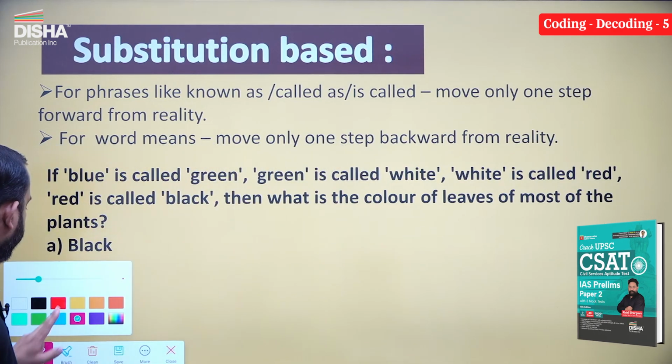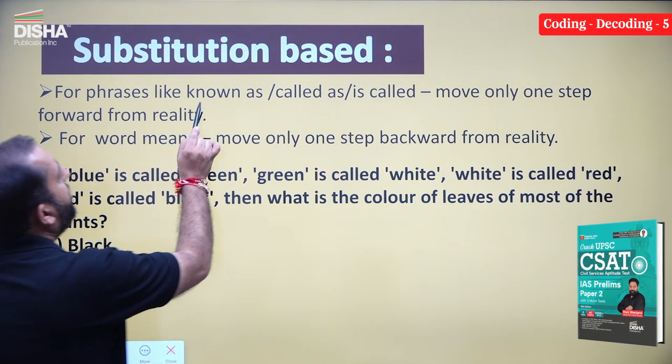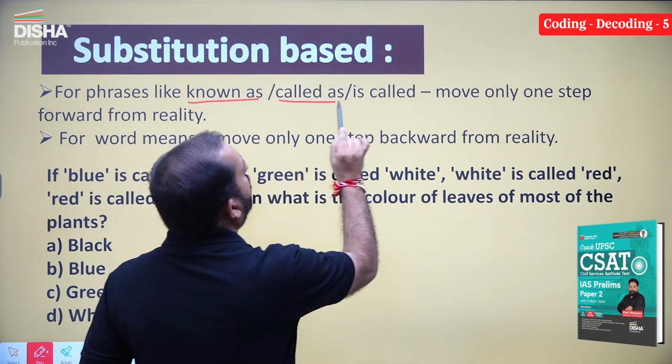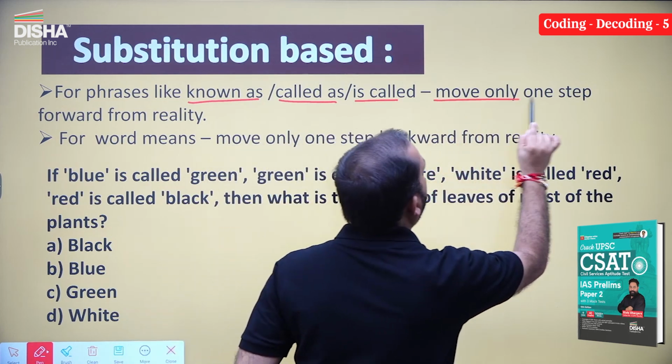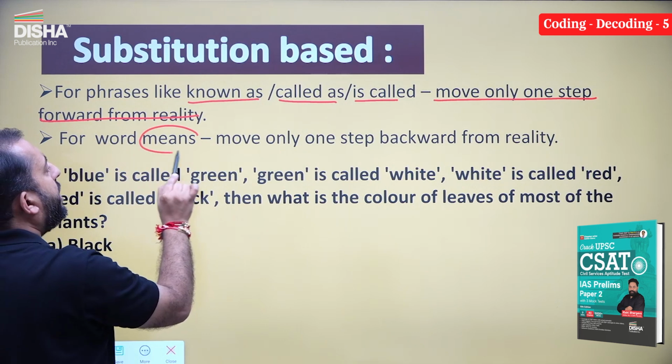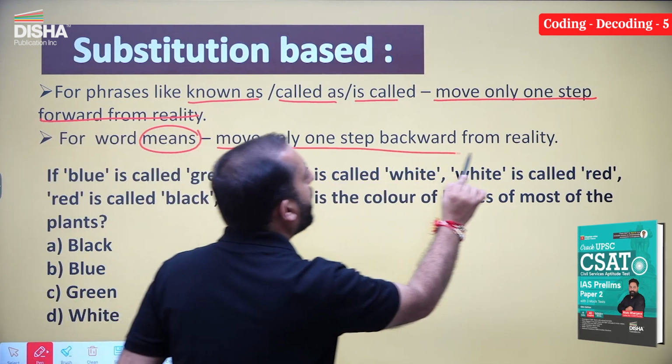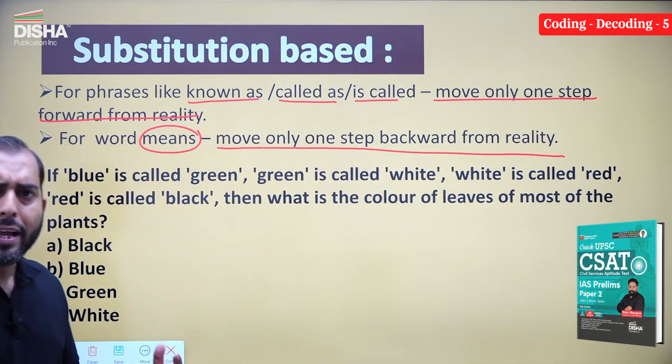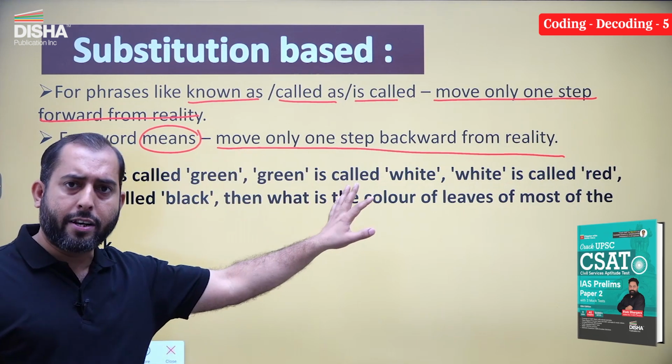In this case, remember, whenever you have phrases like known as, called as, is called, you will move only one step forward, and in case of means, you will move one step backward from reality. Now what is the meaning? I'll explain this whole thing with the help of an example.